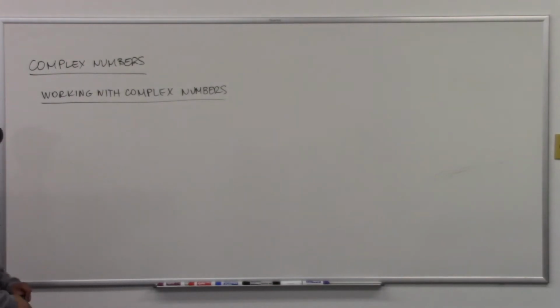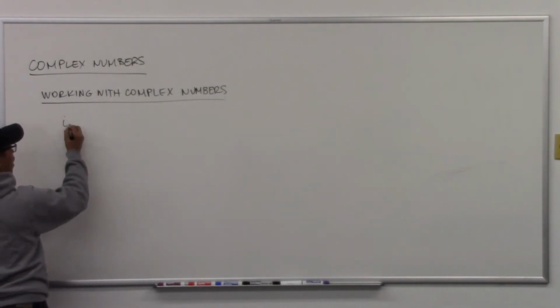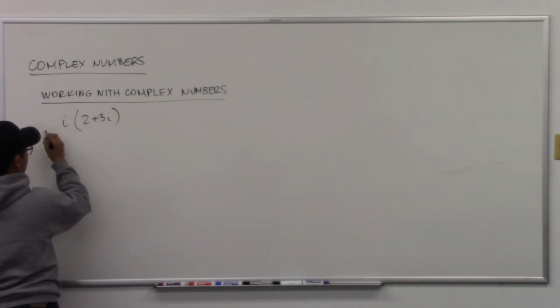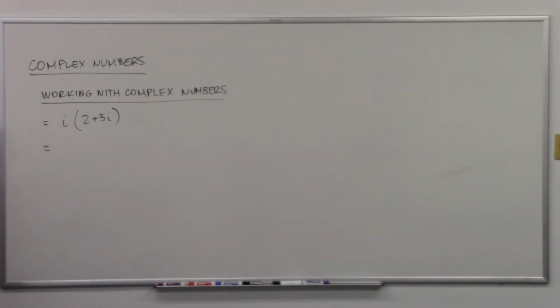Working with complex numbers. That would be something like taking i and multiplying it by 2 plus 3i. You can simplify that expression.